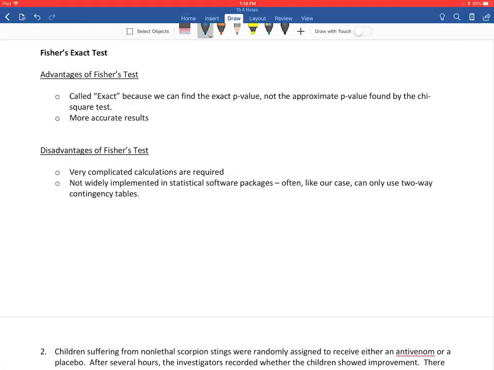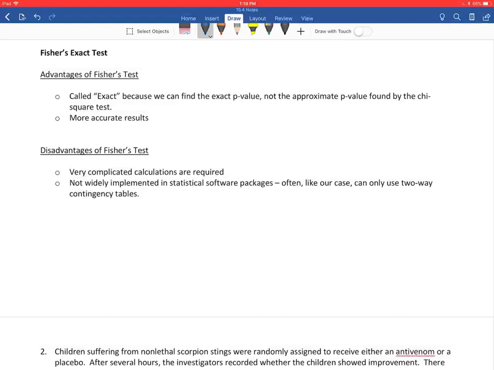So the other thing we can do when we have small sample sizes is, instead of combining columns, run what's called Fisher's exact test. The advantage of Fisher's test is that it's called exact because you can find the exact p-value, not an approximate p-value, which is all you get out of the chi-squared test. Hence, it gives you more accurate results.